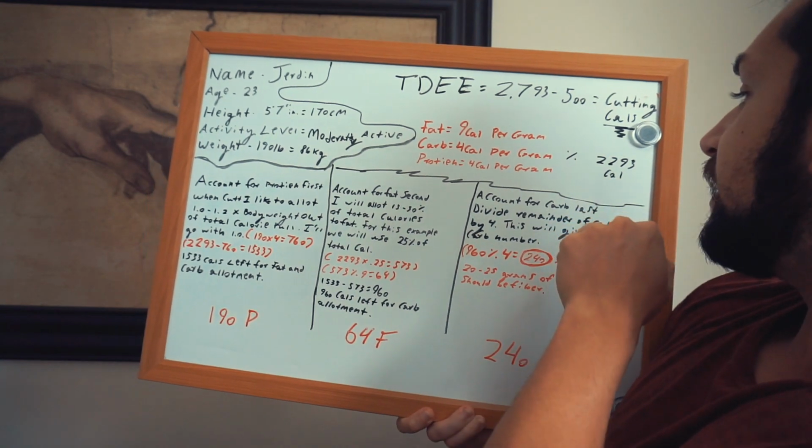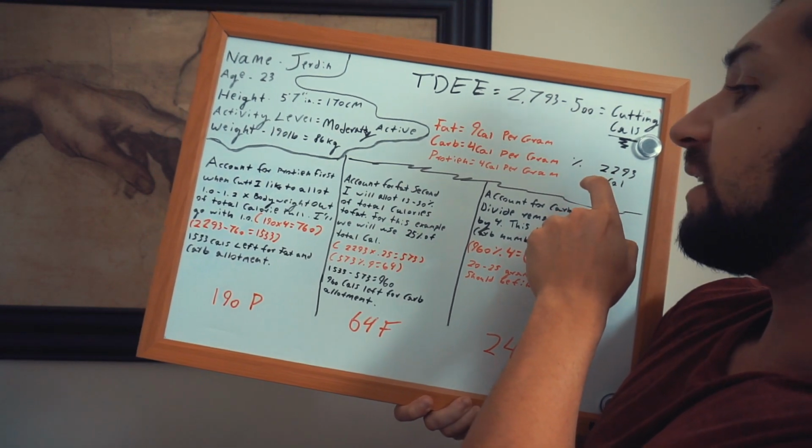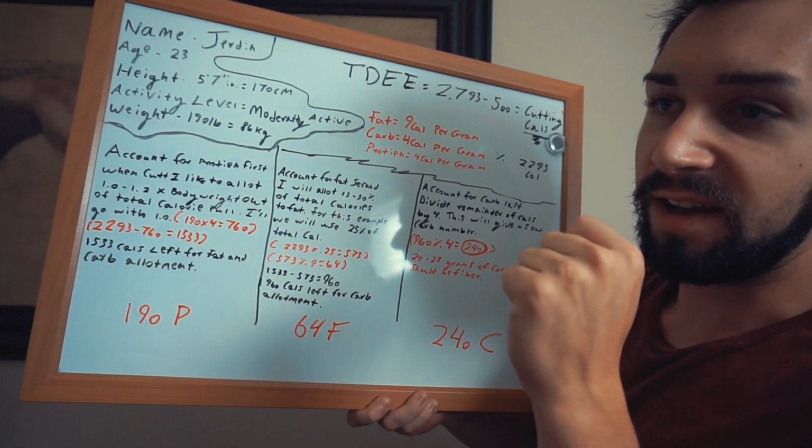Alright guys, so as you can see here, our starting calorie level is 2,293 calories. So we're going to go ahead and start the clock.